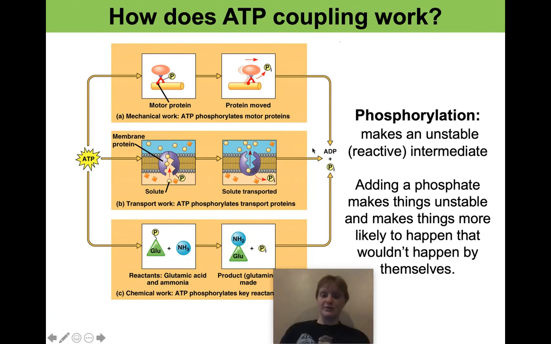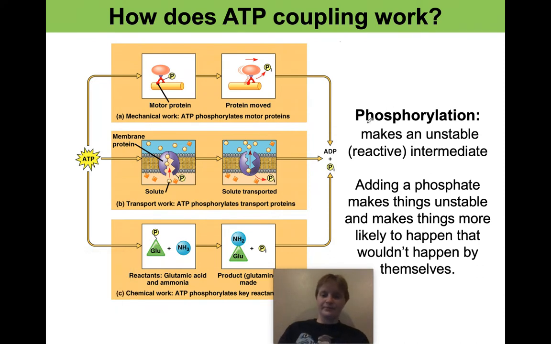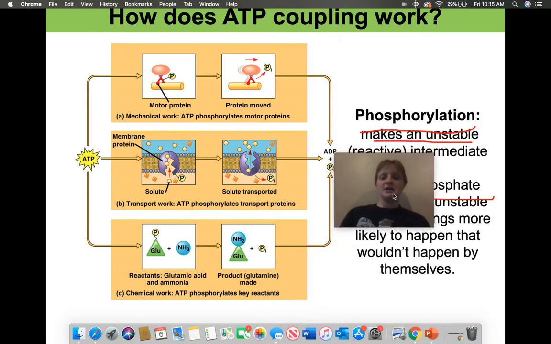This is really important, so make sure you write this down, okay? Phosphorylation is where we make something unstable, make something reactive by adding a phosphate group. Because if you add a phosphate group, it makes things unstable and makes them do things that wouldn't happen by themselves. So let's see how this works.